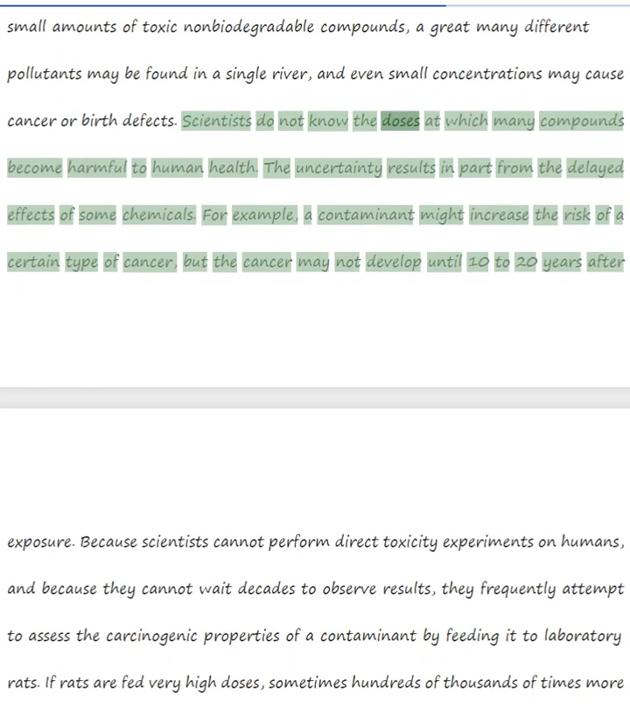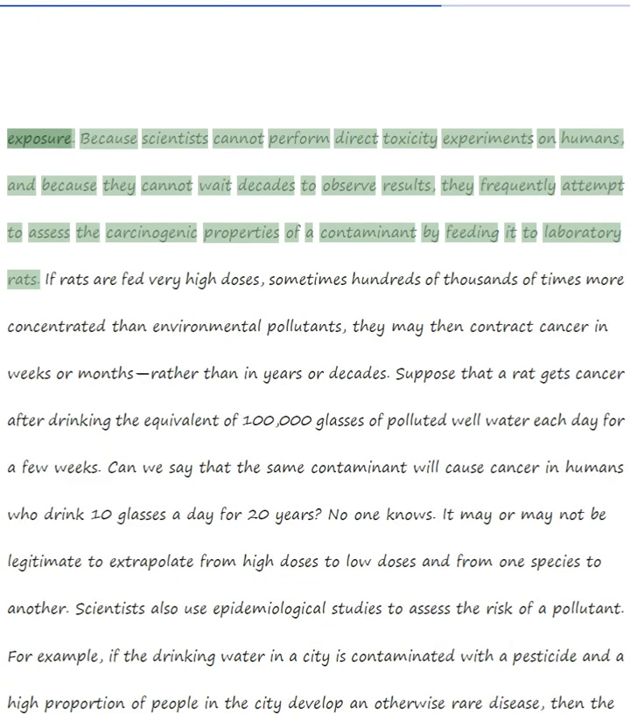Scientists do not know the doses at which many compounds become harmful to human health. The uncertainty results in part from the delayed effects of some chemicals. For example, a contaminant might increase the risk of a certain type of cancer, but the cancer may not develop until 10 to 20 years after exposure.